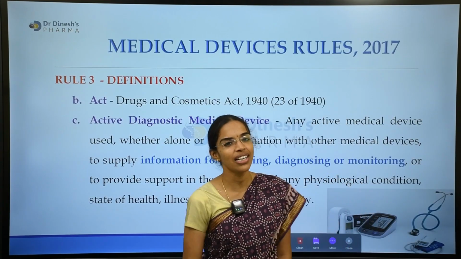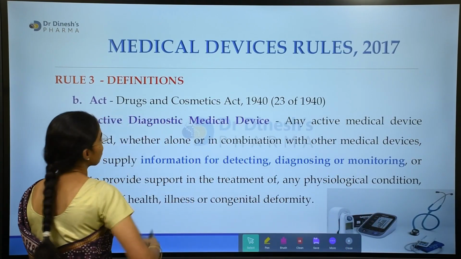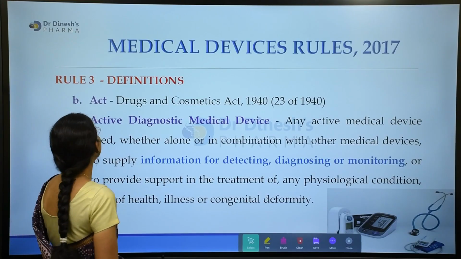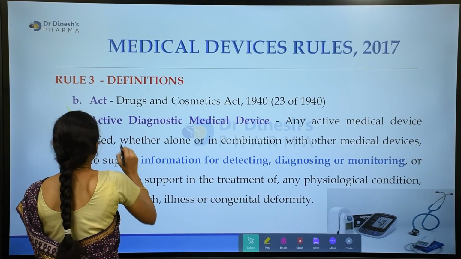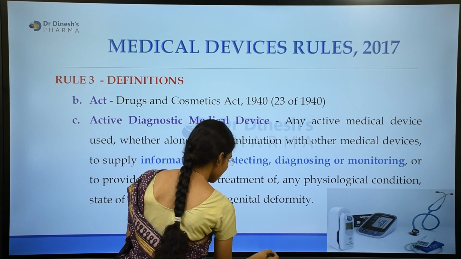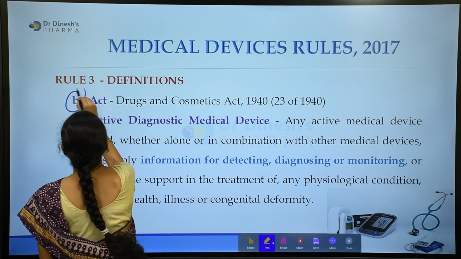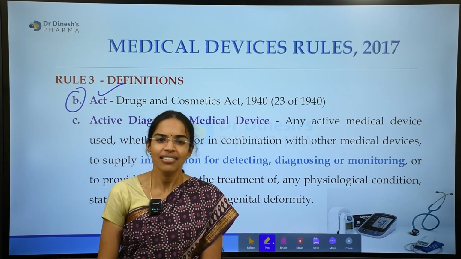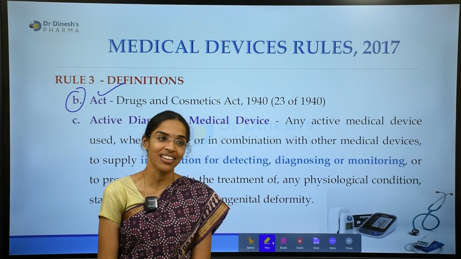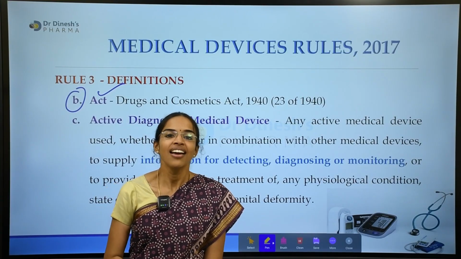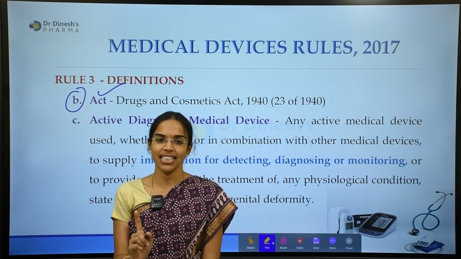Okay, moving forward, very important, seems very simple, but it is very important. The 3B. Okay, 3B is nothing but the act. I told you in the starting of my session that MDR is not an act.